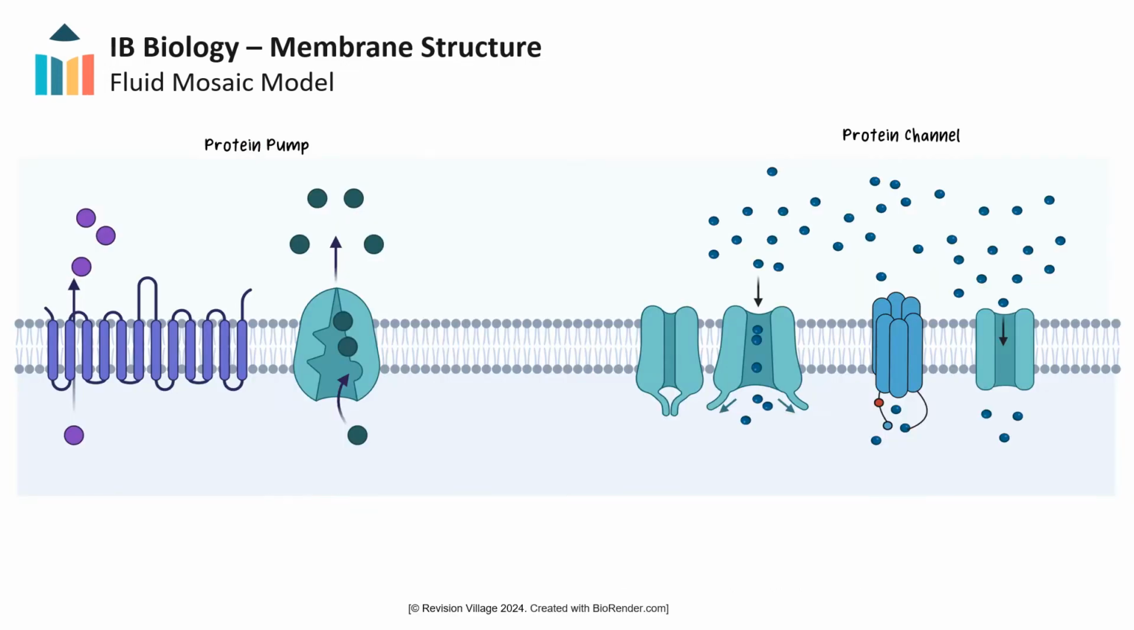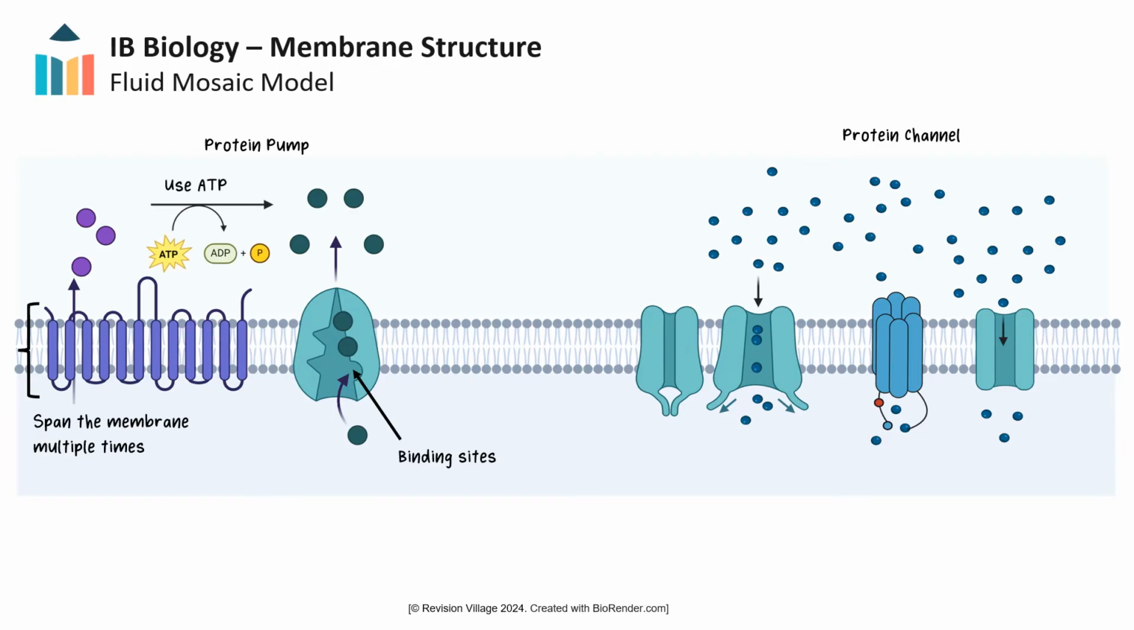When comparing the structure of channel and protein pumps, we can see that pumps contain binding sites for the substances being transported. They can span the membrane multiple times to undergo conformational changes necessary for active transport. Pumps will use ATP, meaning they consume energy to function. Channels, on the other hand, will have a pore-like structure that forms a passageway for substances to diffuse through. They can have gates that open or close in response to stimuli.